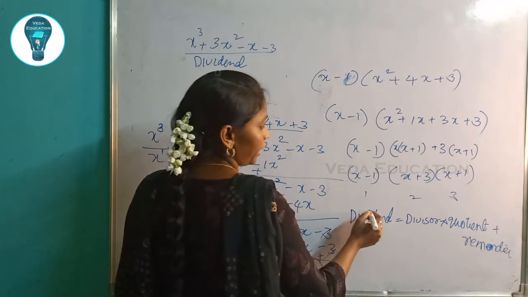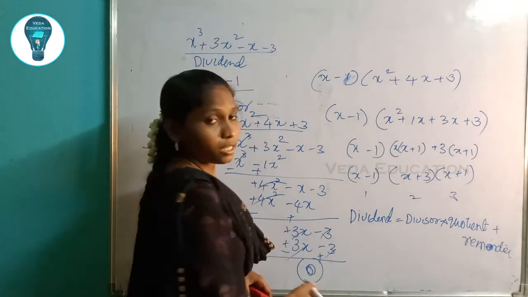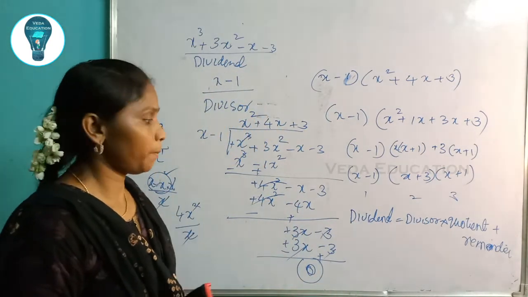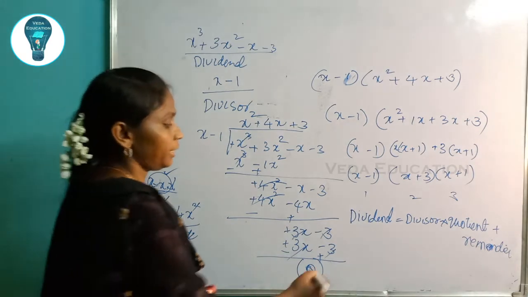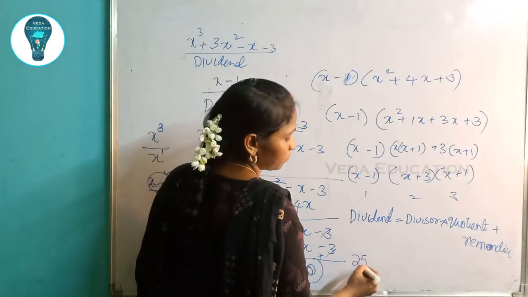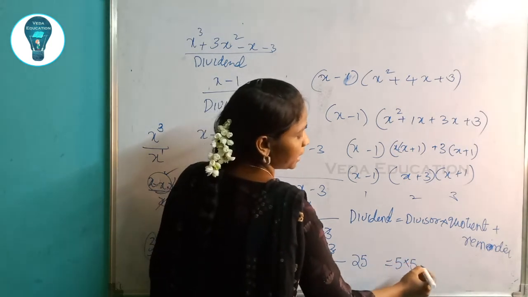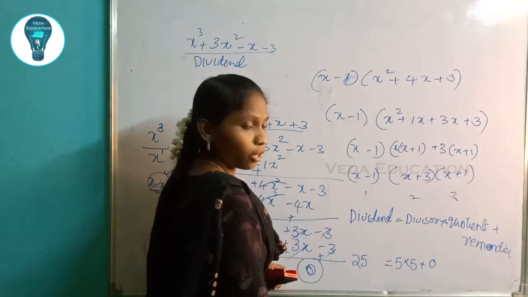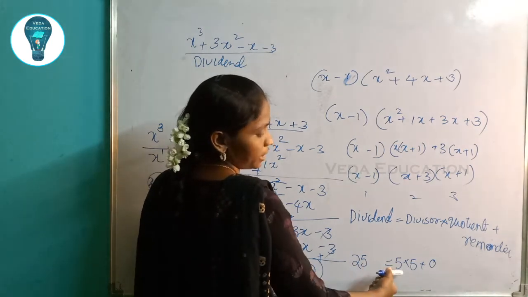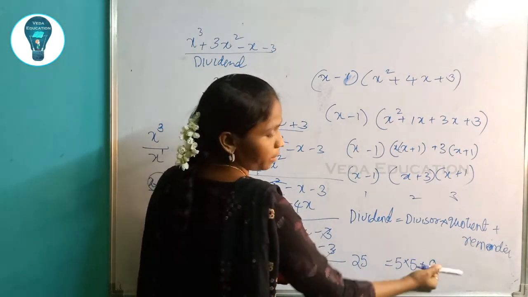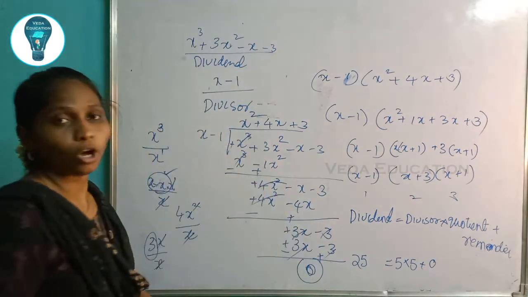Okay, look at here. Generally we will discuss, we have knowledge of numbers now. So consider numbers. Here we have 25. So in the 5 table it will cancel. 5 fives are 25. So what is the remainder? 0. Got it? This is the dividend and this is the divisor and this is the quotient and this is the remainder. Same way you will get for polynomials also.